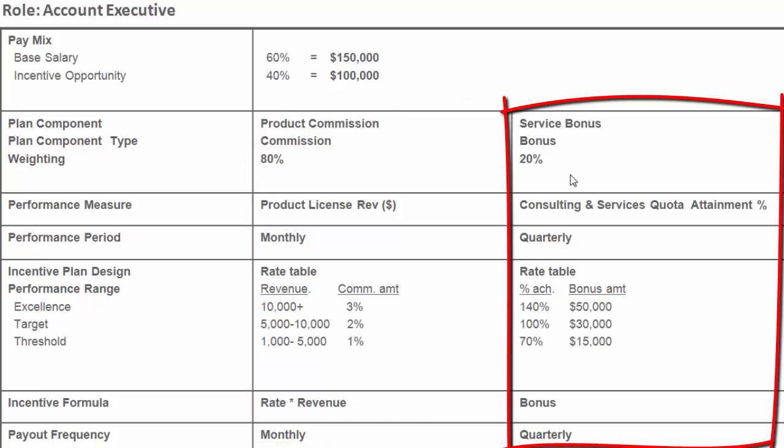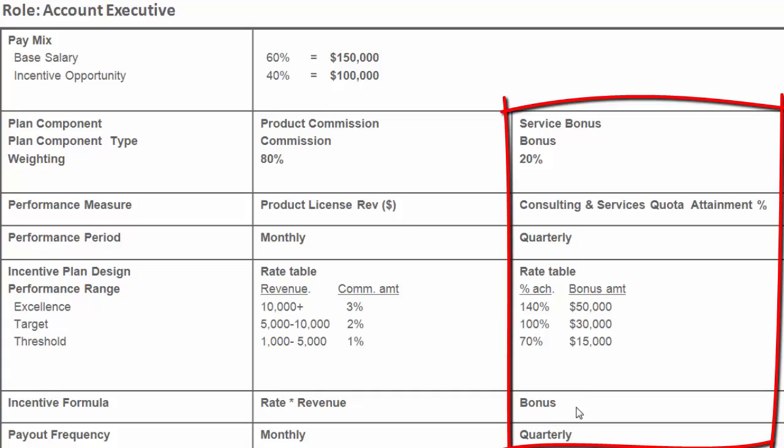The other column is the service bonus. Let's assume it's based on the consulting and services quota attainment. So it's a percentage of the revenue brought in for services and consulting divided by some quota. That's what a quota attainment percentage means. The performance period here is quarterly. There's a rate table associated with it, where if they're at 70% of their quota attainment, they might get a flat $15,000 payment. At 100%, they might get $30,000. And at, say, 140%, they might get $50,000.